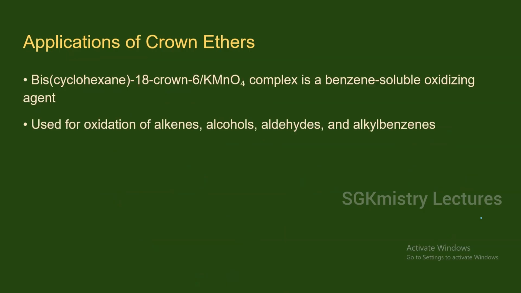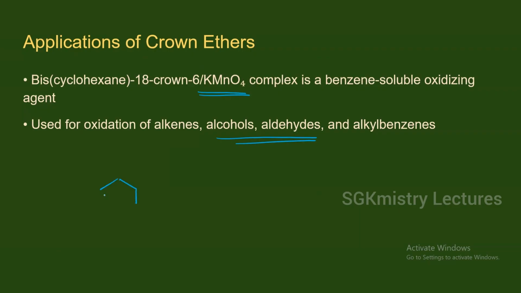Now applications of these crown ethers. Dicyclohexyl 18 crown 6 complex with KMnO4, this particular complex is an efficient oxidant which is soluble in benzene. So this complex contains free permanganate ion. It is a very powerful oxidizing agent and it is used for oxidizing olefins, alcohols, aldehydes, as well as alkylbenzenes. So it is a very strong oxidizing agent, that is the complex formed between dicyclohexyl 18 crown 6 ether and KMnO4.